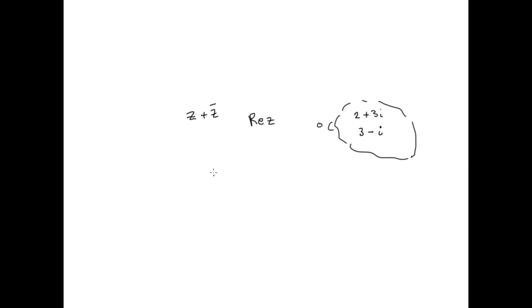Okay, how did you get on with that? 2 plus 3i plus its conjugate 2 minus 3i, you'll notice the imaginary parts vanish and you get 4. Now, the real part of 2 plus 3i was 2. We've added a couple of them together, so this really is twice the real part of z. I hope you noticed that.